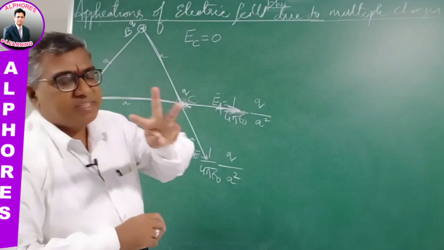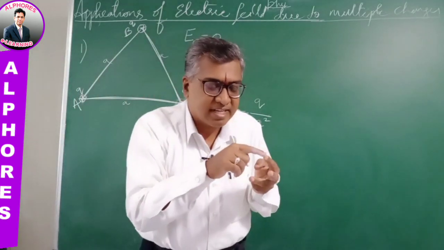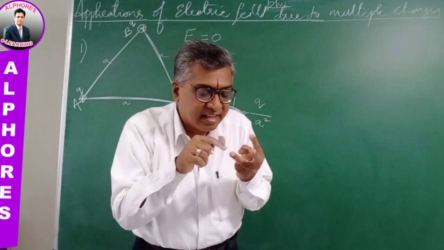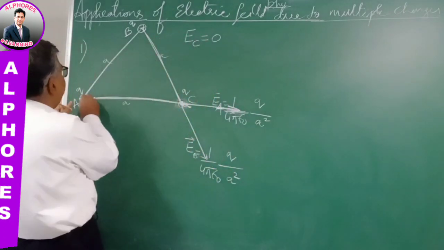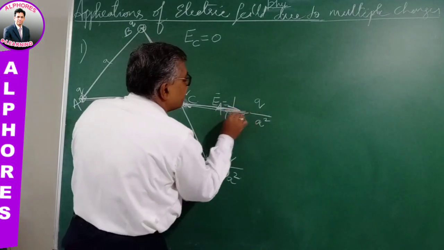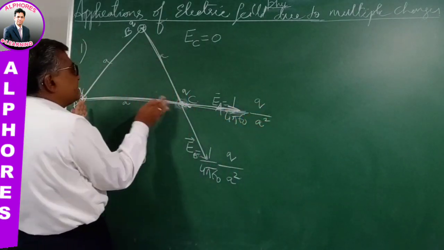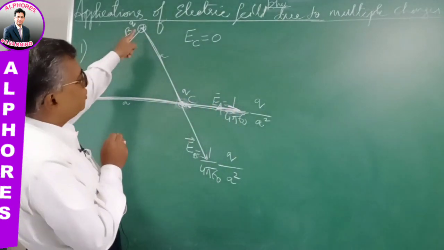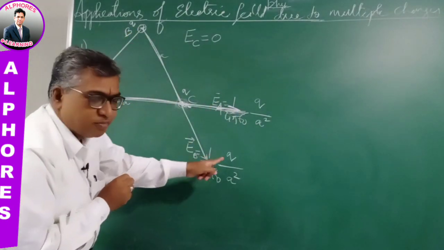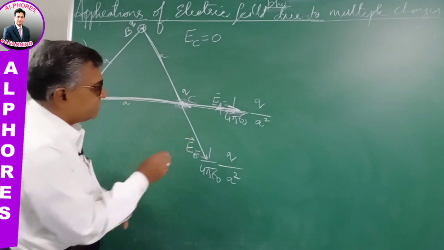So the first step is to find the electric field. We are given three charges in total: A, B and C. First step, find the electric field due to A, due to B, and due to C. The electric field due to A has magnitude 1 by 4 pi epsilon naught Q by a square, and since it is positive, the direction is away. Then the electric field due to B has magnitude 1 by 4 pi epsilon naught Q by a square, and the direction is also away.